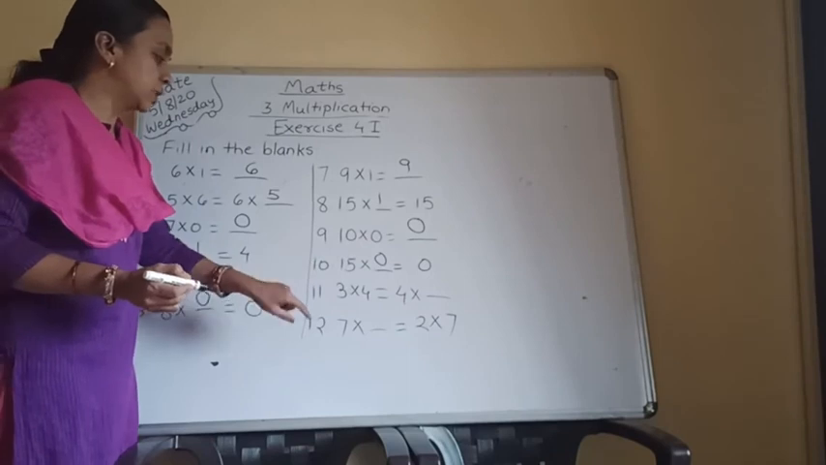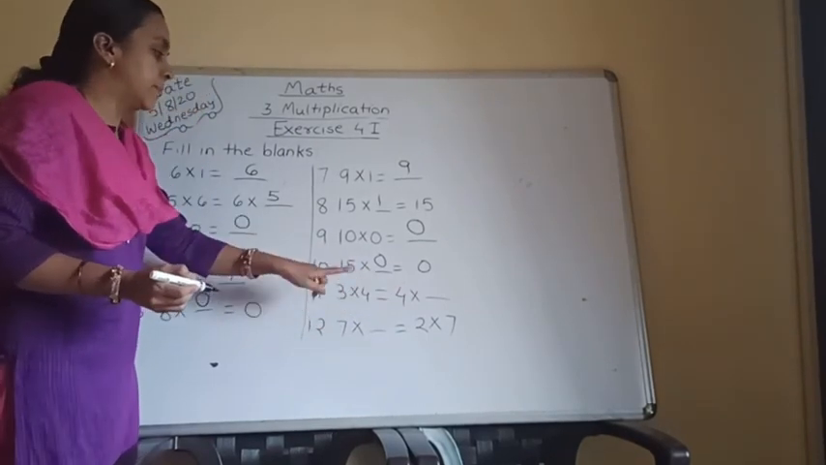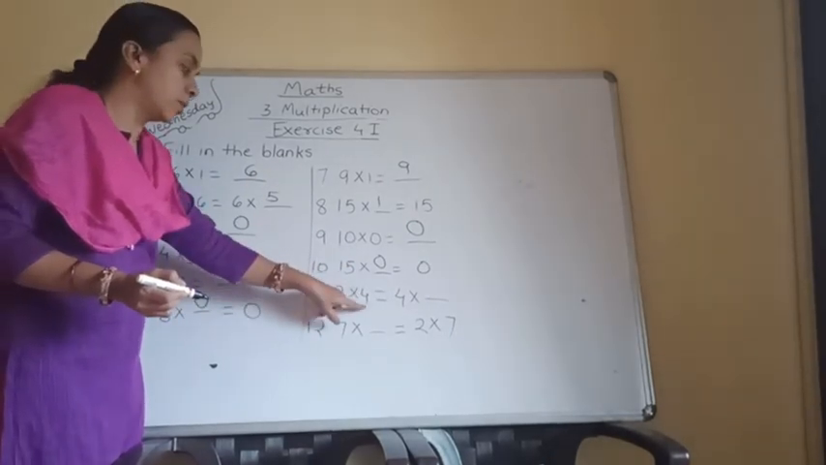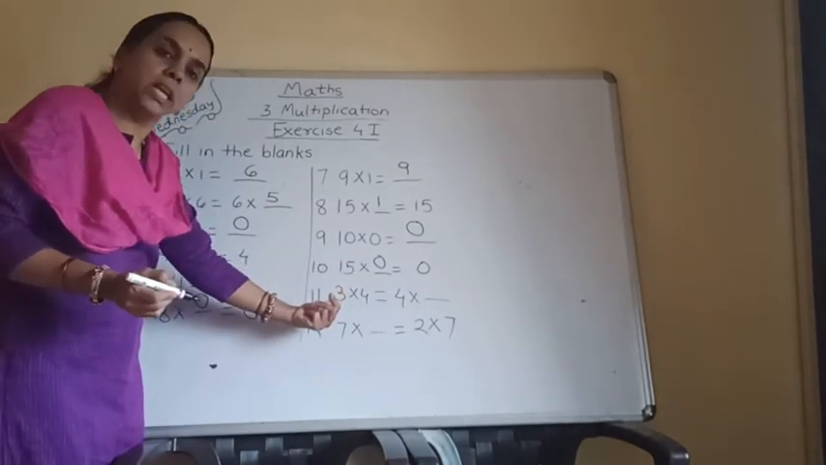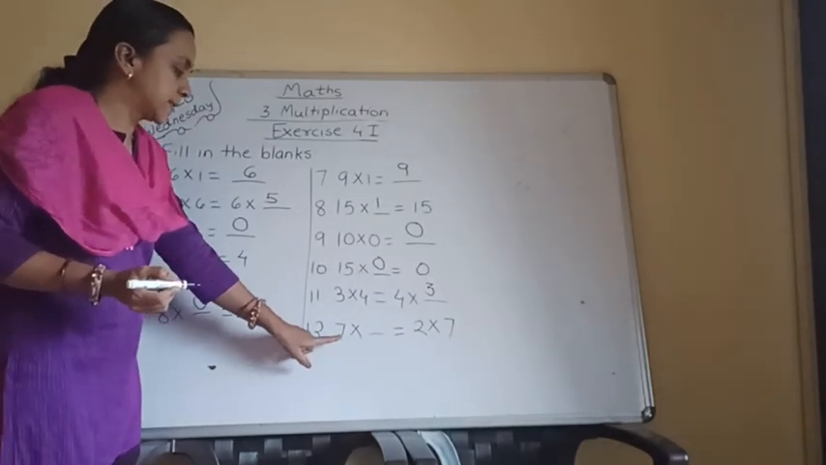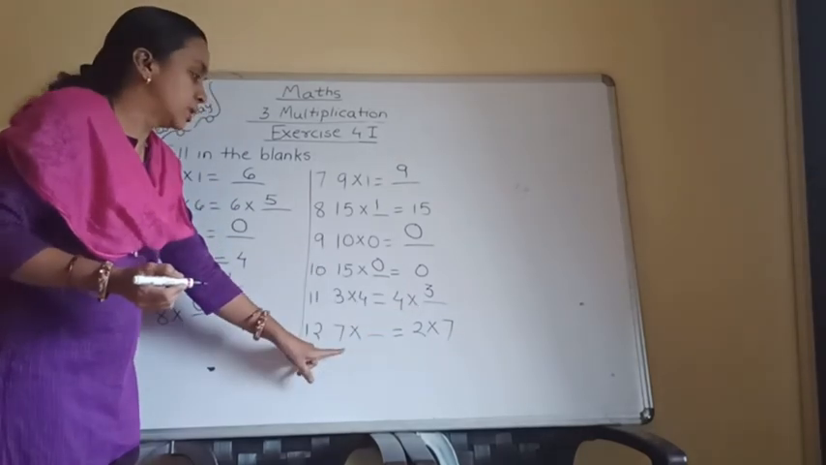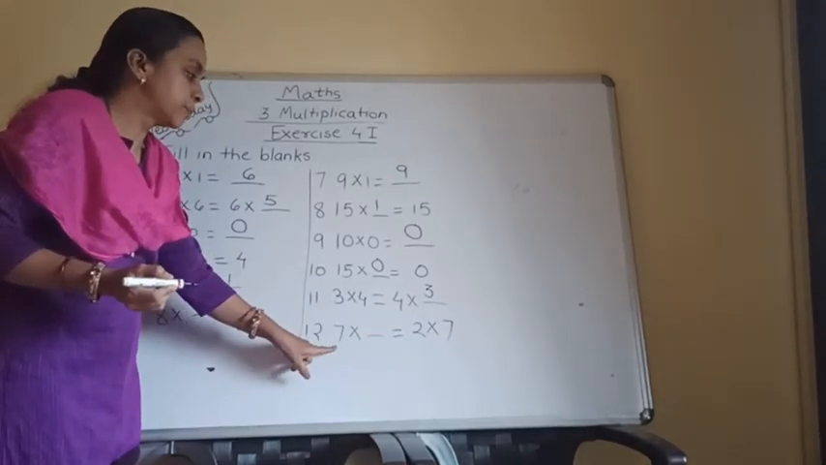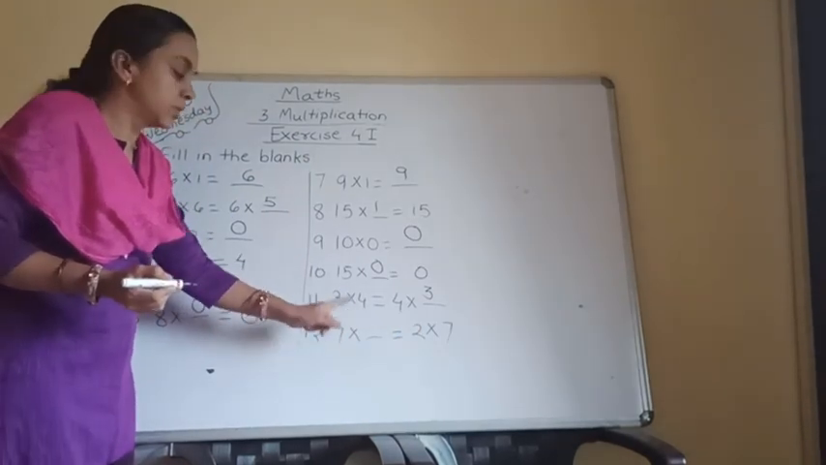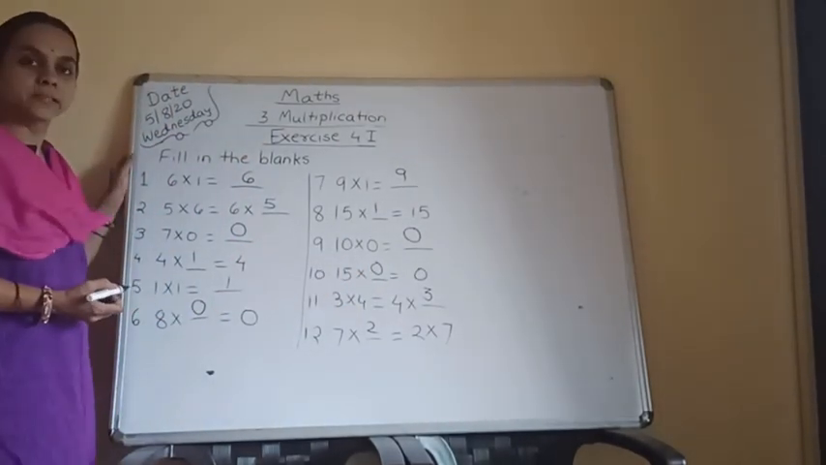Now see 11th question. 3 multiplied by 4 equal to 4 multiplied by dash. So both the sides we have to do equal. So 3 multiplied by 4, then 4 multiplied by 3. Very simple. So write down here 3. Now see 12th question. 7 multiplied by dash equal to 2 multiplied by 7. So both the sides we have to do it same. So 2 multiplied by 7, then 7 multiplied by which number we have to write? We have to write here 2. So write down all the answers correctly.